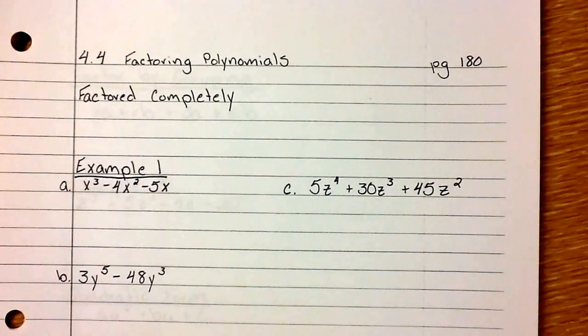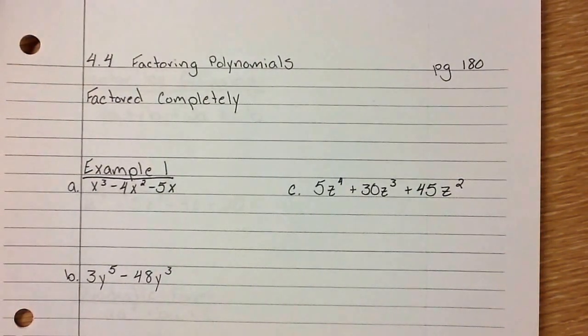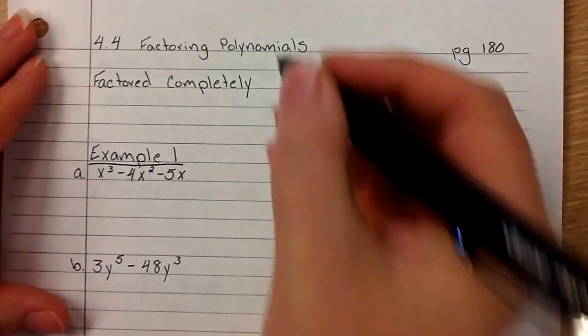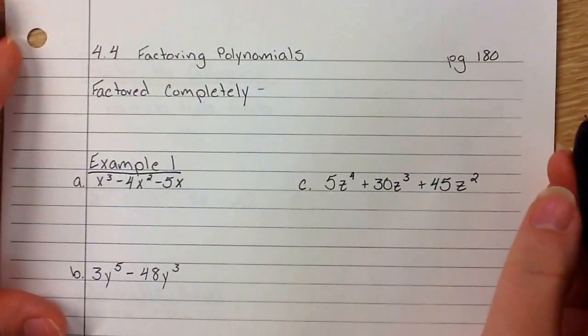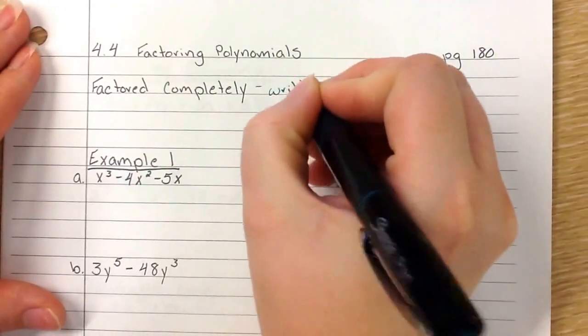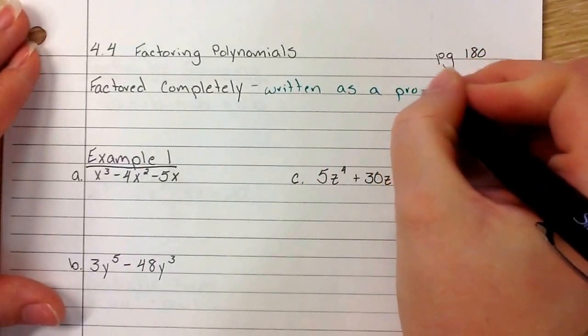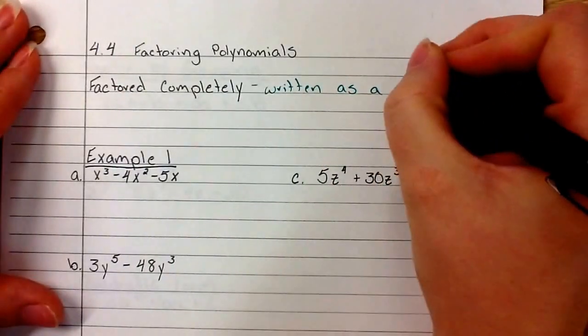Now we're basically just going to apply what we know about factoring quadratics, learn a few new tricks, and apply them to factoring higher degree polynomials, things like x to the third, x to the fifth, and so on. First of all, we need to talk about what it means when we say factor completely. When we say something's factored completely, it's written as a product. Again, product just means to multiply.